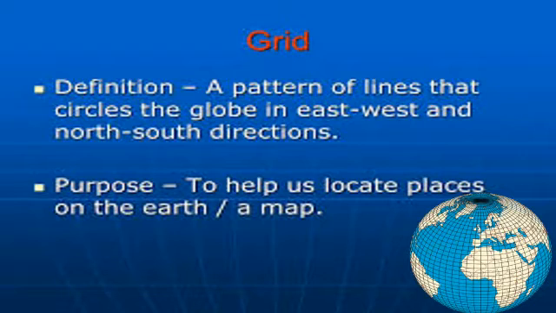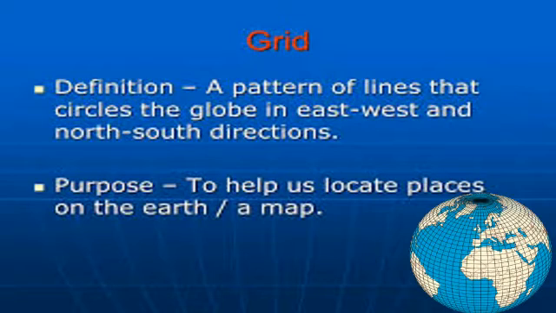So students, in order to locate the position of different features on the earth accurately, geographers have devised a system of horizontal and vertical lines on the surface of the globe. As you can see on the globe, there are many horizontal and vertical lines, and this forms a grid. The definition of the grid is a pattern of lines that circles the globe in east to west and north to south direction.